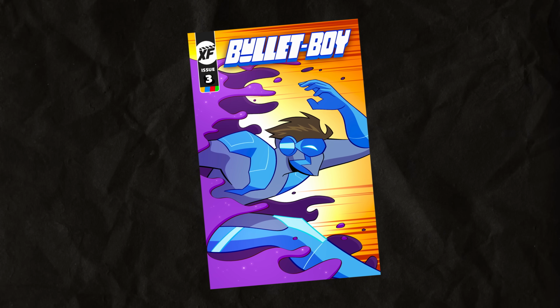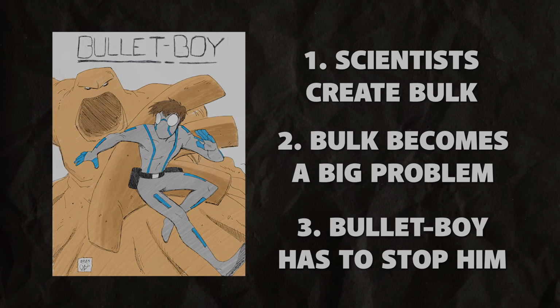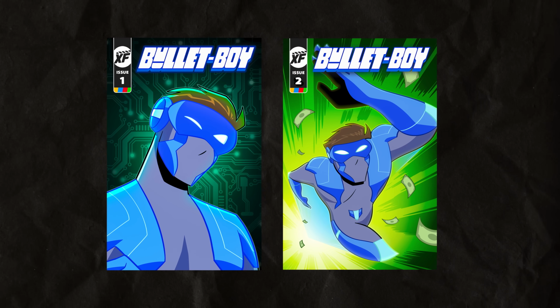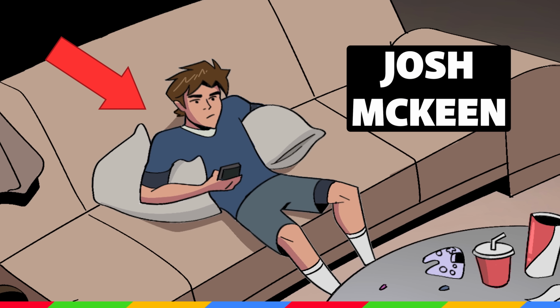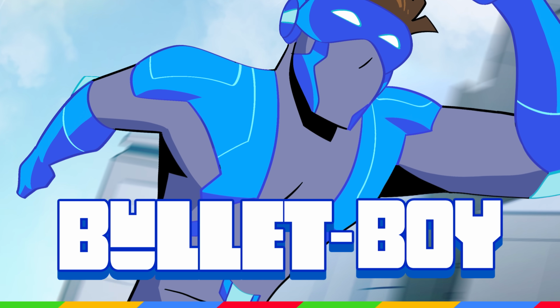Because issue 3 is a continuation, we need to make sure that we're adding elements that carry over. So before we can just jump in and turn this bare bones plot into a full-fledged issue, let me give you a 10-second recap. This is our protagonist, Josh McKean, who for the first couple issues has solidified himself as Bullet Boy, the city's latest superhero.